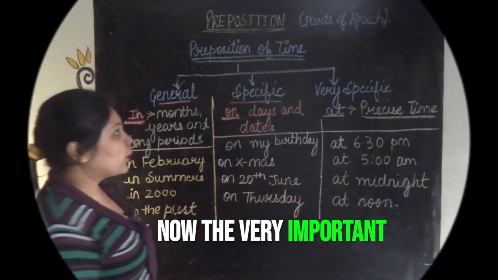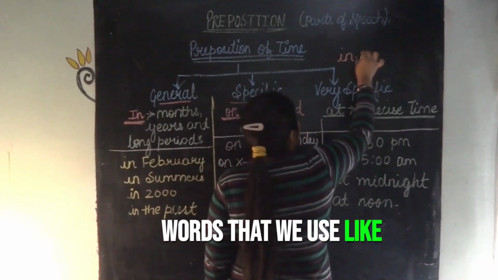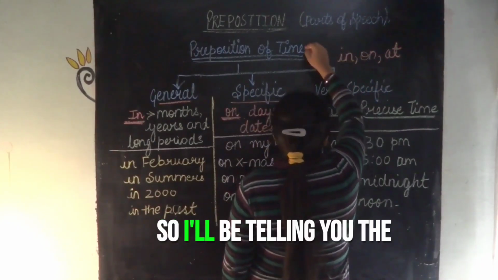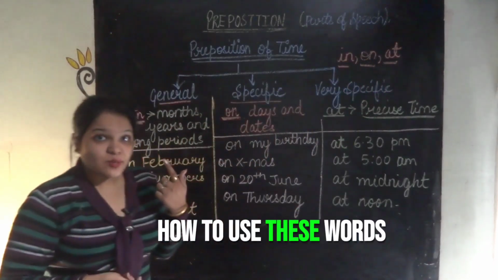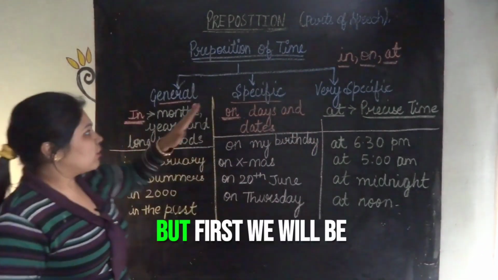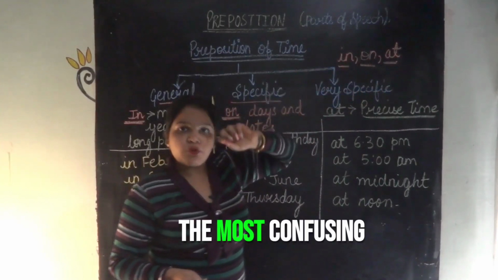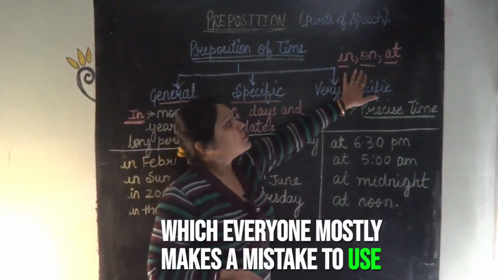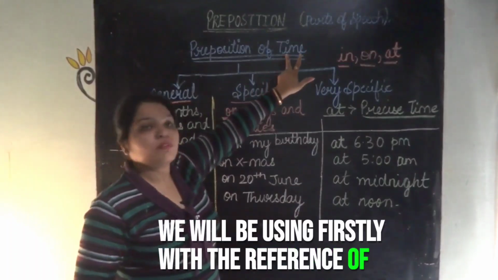Now the very important thing is about the prepositions, the words that we use like this: in, on, at. I'll be telling you the difference between these words, how to use these words with time and with place also. But first we will be using these three words, the most confusing words, which everyone mostly makes a mistake using. We'll be using them firstly with reference to time.